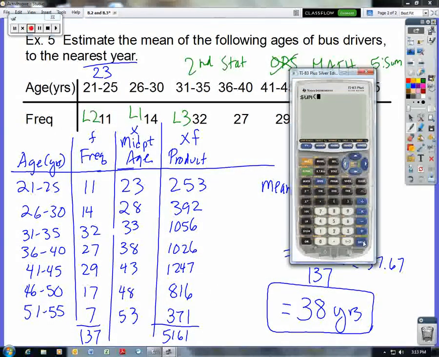Okay, enter. And then we want to sum the product. That's in L3. So second 3. And you know what? We want to know what it is, right? So we'll hit enter. So there it is, 5161. And then we can do second stat, which is list. Kind of think of a list. You're summing a list. That's how you can remember where to find it. Go over to math 5 for sum. And this time we need to sum the frequencies. And those are in L2 because I wrote that down and paid attention. Enter. And there's the 137.